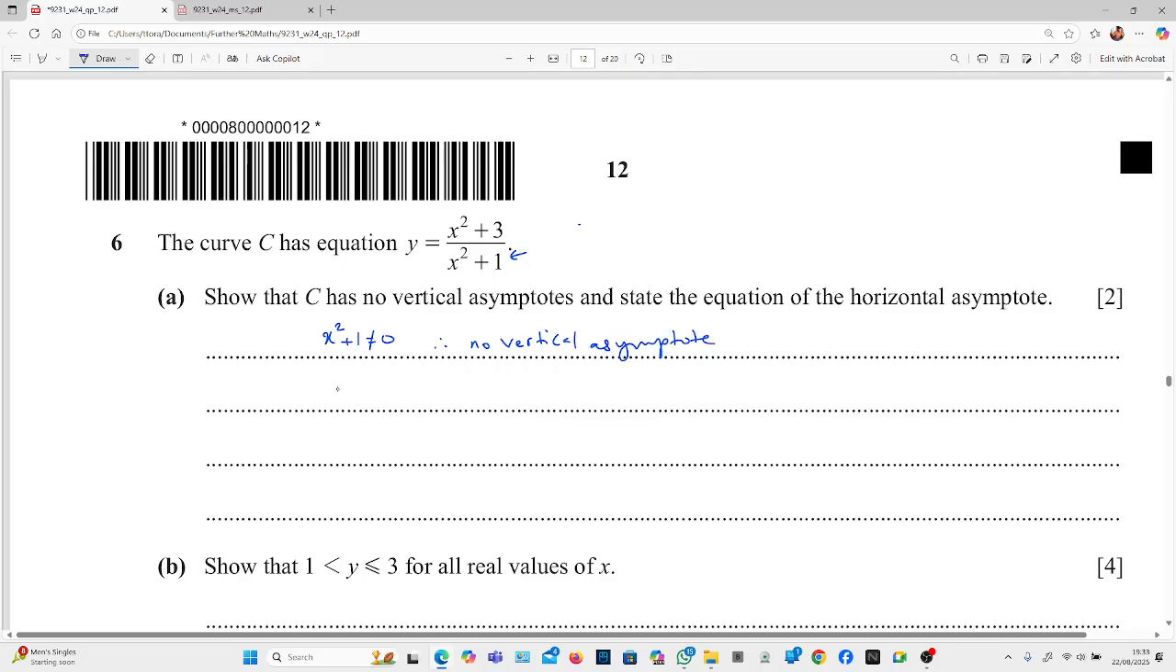And for the horizontal asymptote, we have y is equal to (x squared plus 3) over (x squared plus 1), leading to y is equal to 1. So that's the horizontal asymptote.